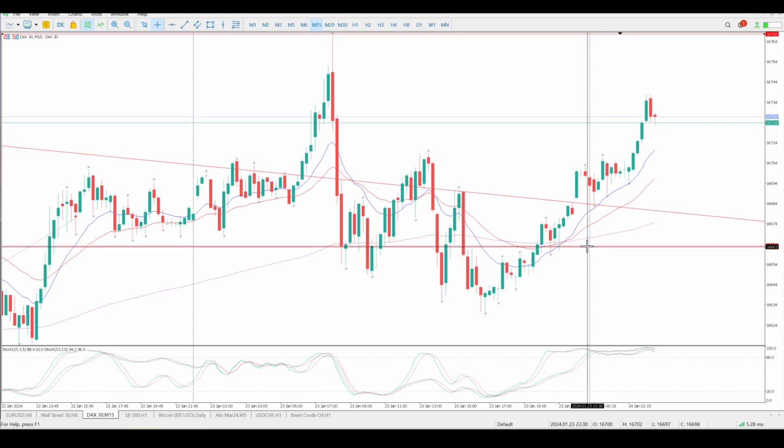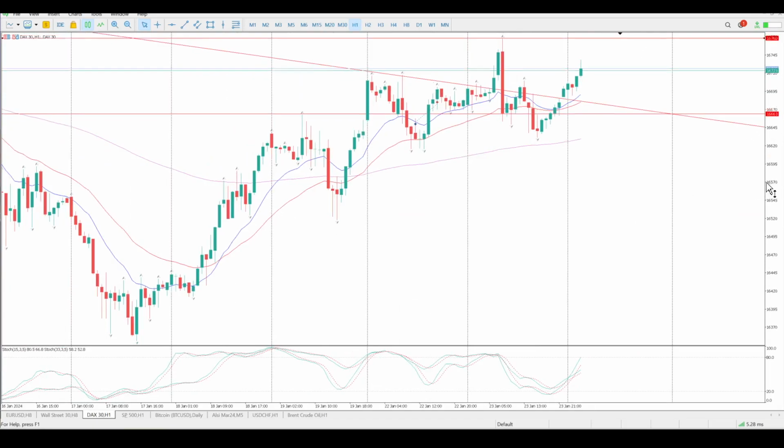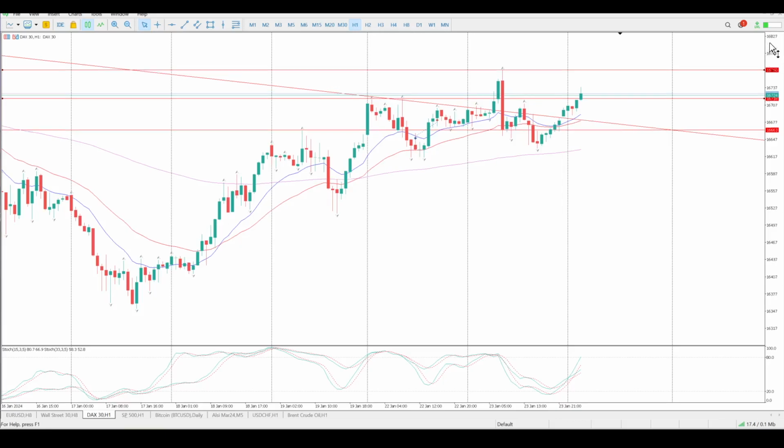16,663 is a level to watch. You're looking for price to come back into that, and then you're looking for an opportunity to buy. That's kind of my view at the moment. We are going with the current trend on the hour, which is up, but we are sitting in a little range, I suppose, in this trend. Very messy, so you really want to see a decent pullback, come back and test the trend line, come back and test the level, and then you're looking for a move to the upside.